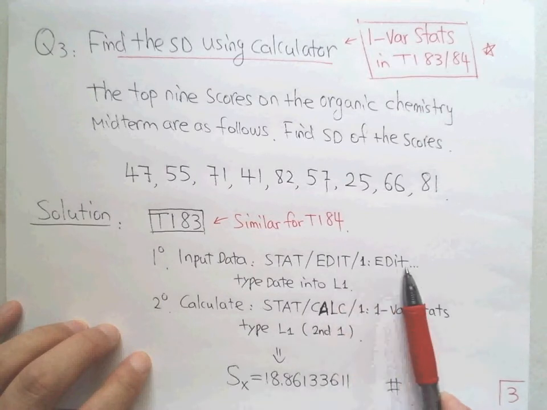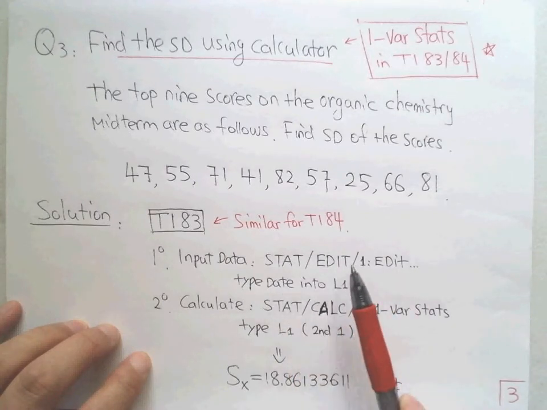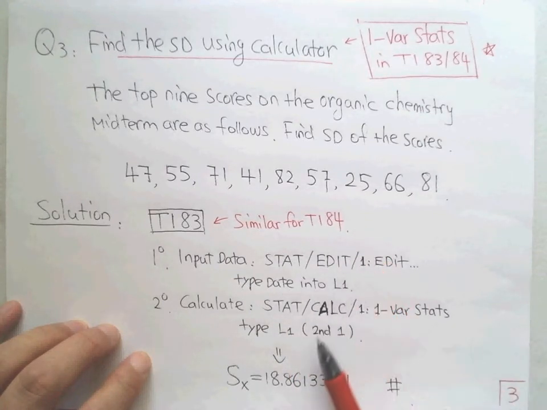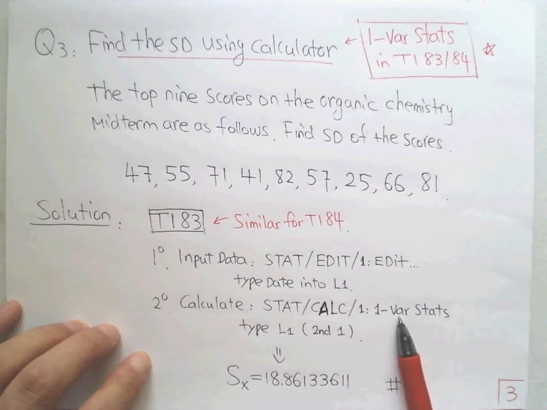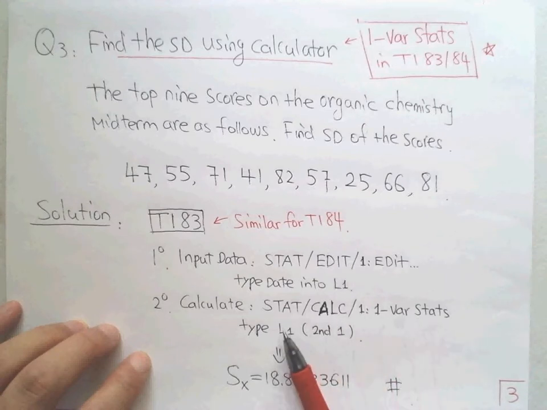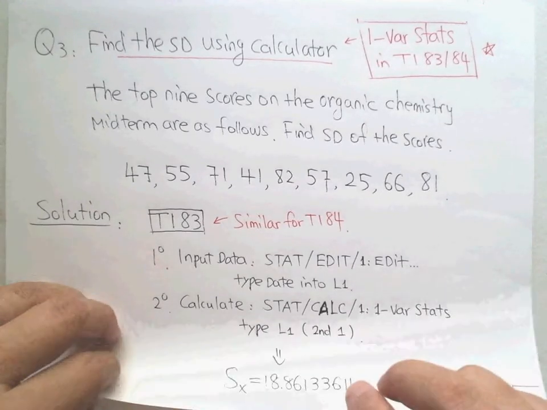Go to stat, edit the data, and type the data into the L1 column. If we have all the data there, then do the calculation. Where do you find the calculations? Go to stat, go to calculate, find the one variable stats, and then type L1 as the function to focus on, and then you get the results. Remember the data, we have 9 data points.